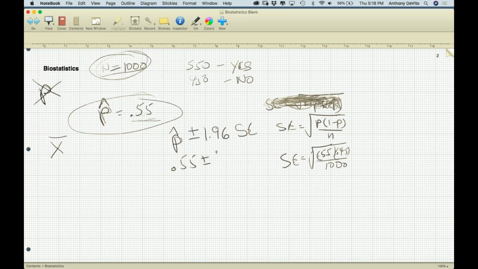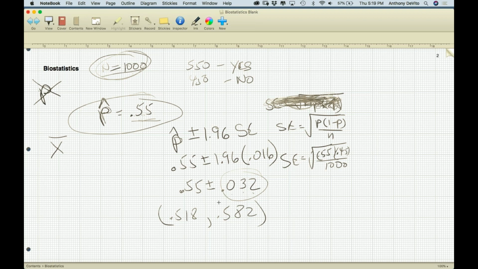So if I go back here, it's 1.96 times 0.016, right? So I'm going to make believe this is 2 for our purposes right now. 0.55 plus or minus 2 times this, which is equal to 0.032. Okay, if I add and subtract it to 0.55, that's going to be 0.518 to 0.582, I think, right? So I'm 95% certain that the true population proportion is between 52% and 58%.